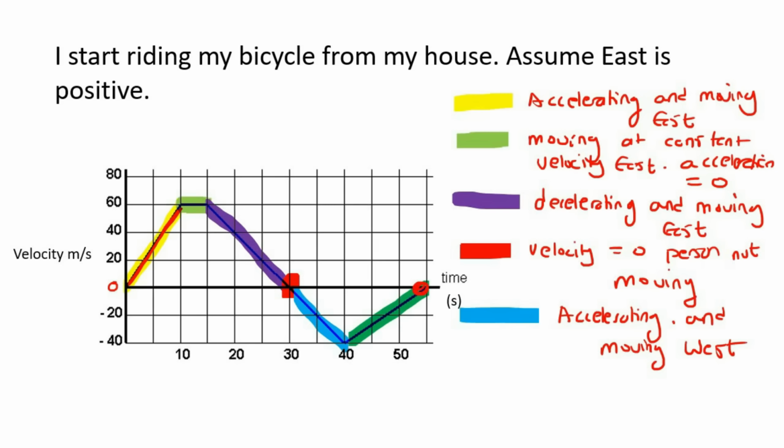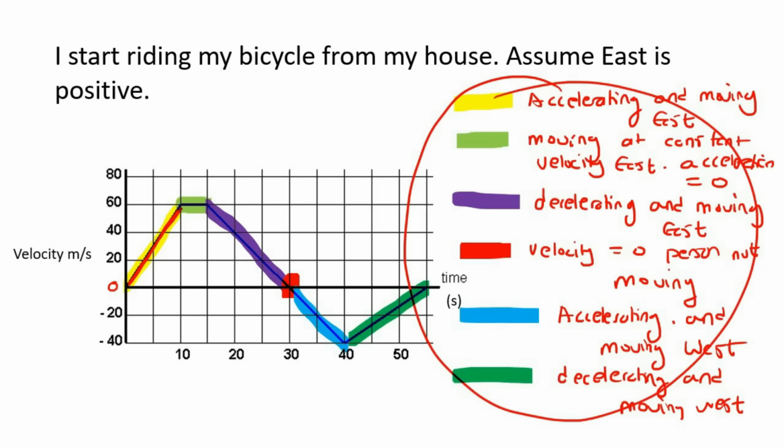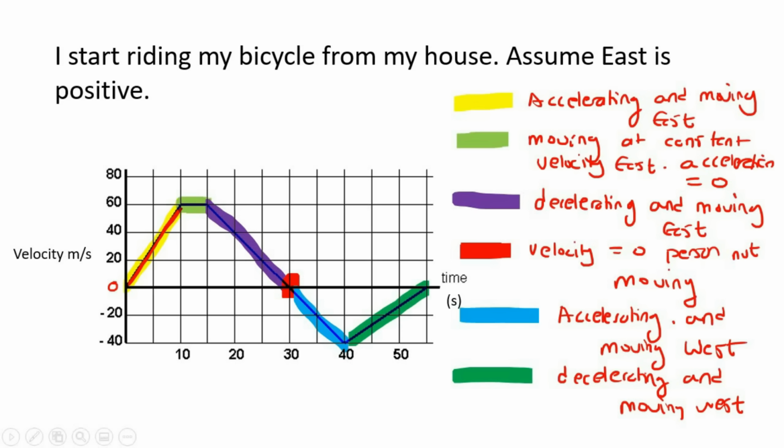And when they get to this position, the velocity is 0. So here they have stopped again. So from here to here, the person is using their brakes and they're slowing down. So we can say that we are decelerating because we're slowing down. And we're moving west. Why are we moving west? Well, if you look at all the velocity values, they're negative, and east is positive, so west is negative. So decelerating and moving west. It's really important that you understand exactly how we got each of these things, okay? Now we're going to do some questions on this.